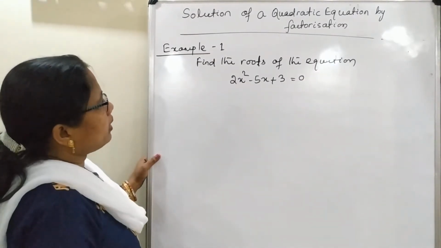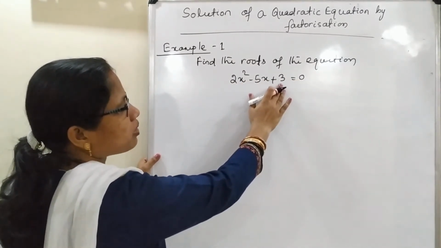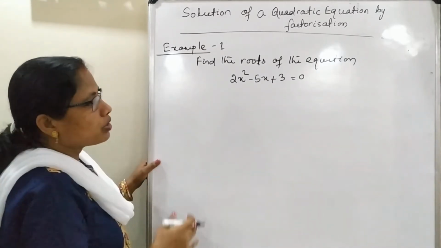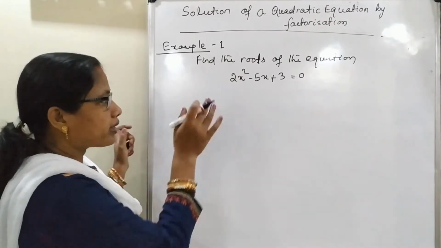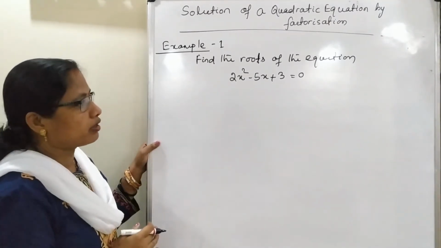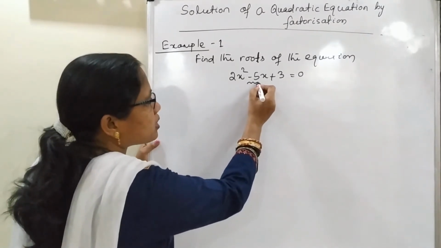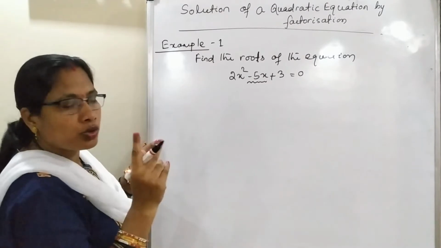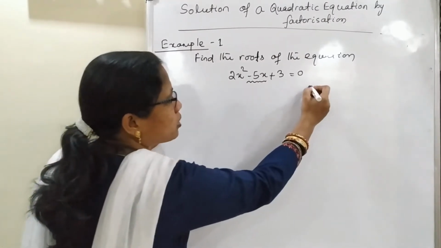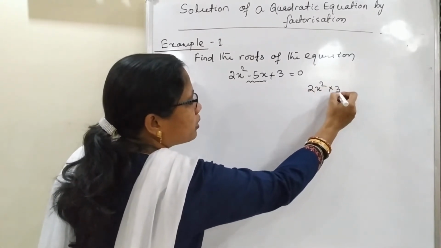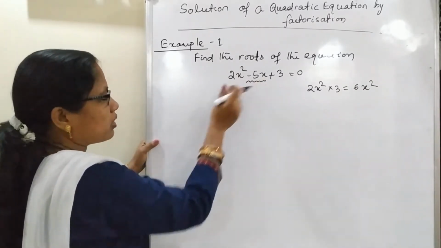Our example 1 is: find the roots of the equation 2x square minus 5x plus 3 is equal to 0. We will find the roots by the method of factorization, by splitting the middle term. You already know that method. So we have to split this minus 5x into 2 terms, the product of which is 2x square multiplied with 3, that will be 6x square. So we have to split minus 5x like this.